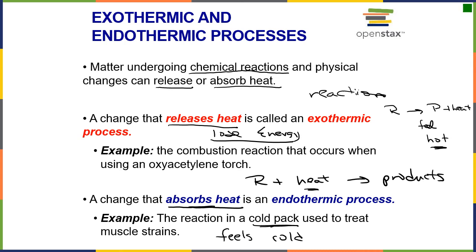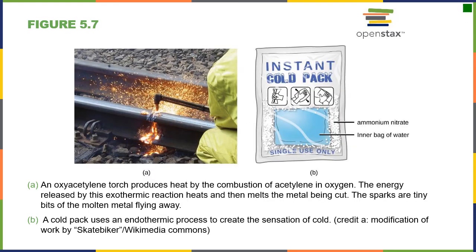So we have two types. We have an exothermic, exo meaning out, and heat coming out, and we have an endothermic, endo meaning in, where heat is going in. We see this in an acetylene torch, which is going to feel hot, and a cold pack, which is going to feel cold. The sensation of cold is the sensation of heat leaving the surroundings, going into the actual reaction.